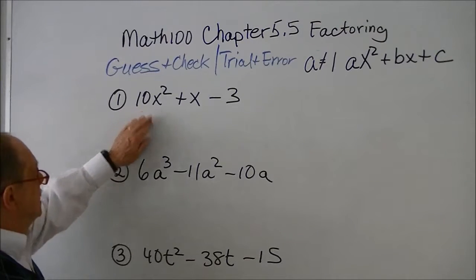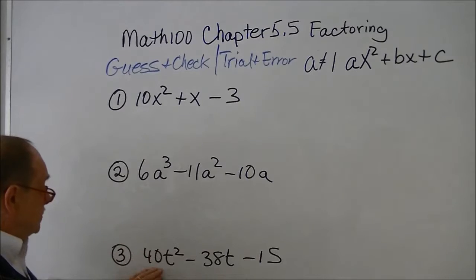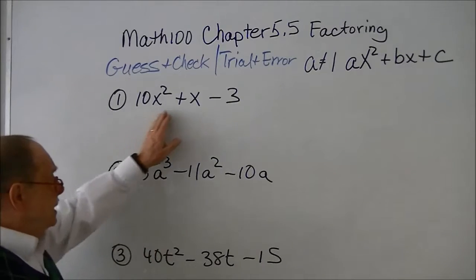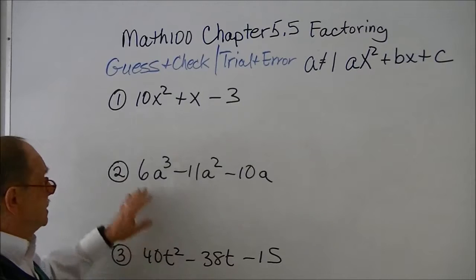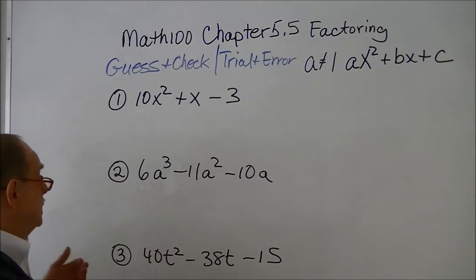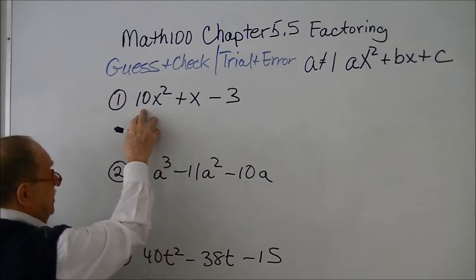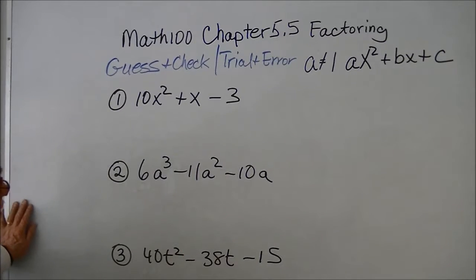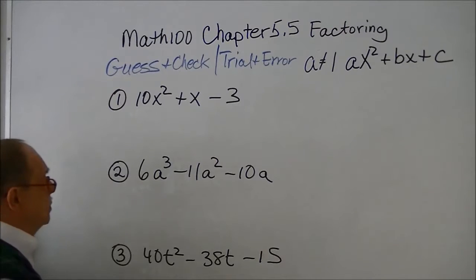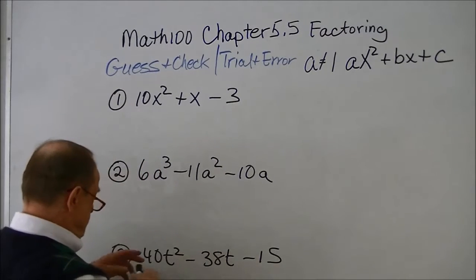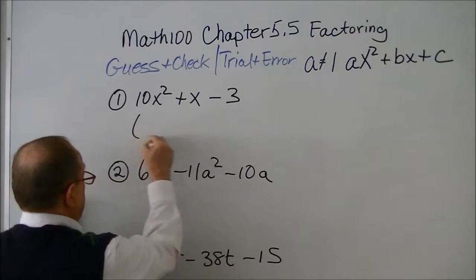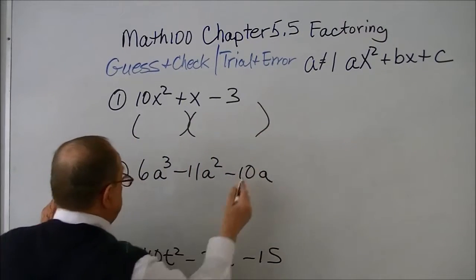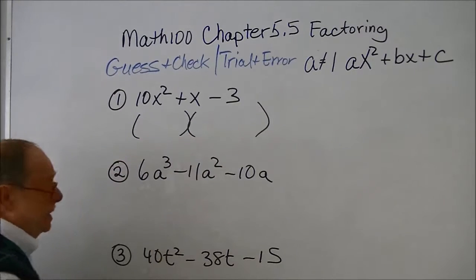This one's 10, this one's 6, and this one is 40. And in none of these is there a common factor that will result in the coefficient here being 1. So this is a new type of challenge we're faced with, because now we can't just say that this is going to be an x and this is going to be an x.